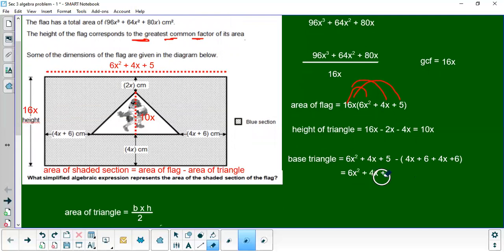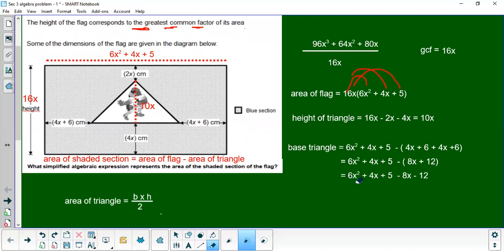Now, when you have a negative in front of the bracket, don't forget the sign changes. First thing I did was add these up: 4x plus 4x is 8x, 6 plus 6 is 12, and now minus 8x minus 12. I'm subtracting these things, so minus 8x minus 12. Then I simplify, so 6x squared minus 4x minus 7, and this is the base of the triangle.